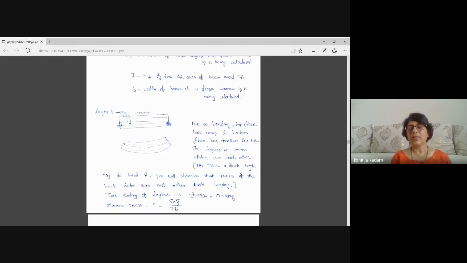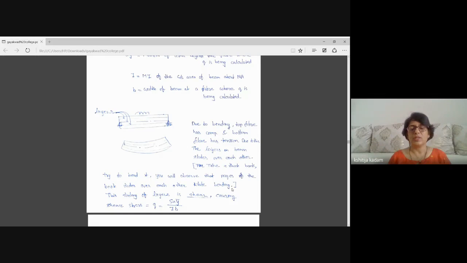You take an example. You take a thick book in your hand. Since we are learning this topic online, you do this experiment at your home. Hold a thick book in your hand and try to bend it. You will observe that pages of book slide over each other while bending. In the book, pages are not glued to each other. So when you try to bend, the pages slide.